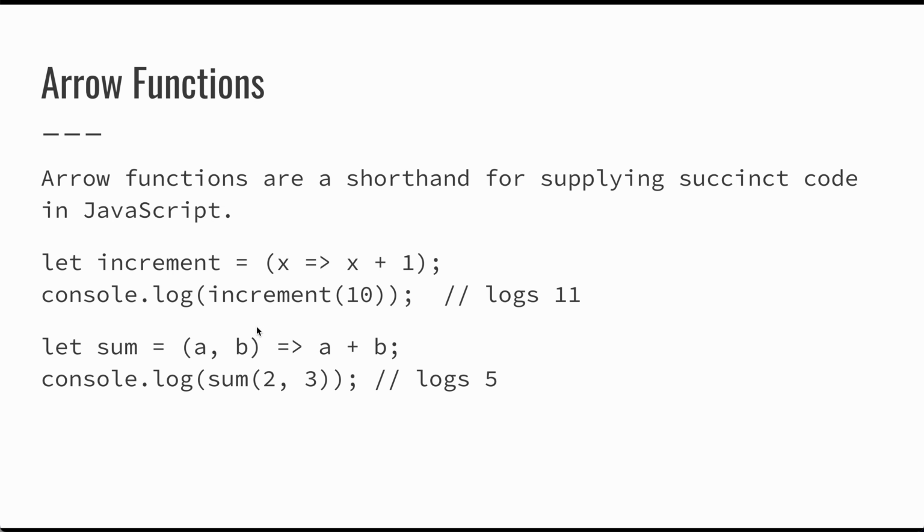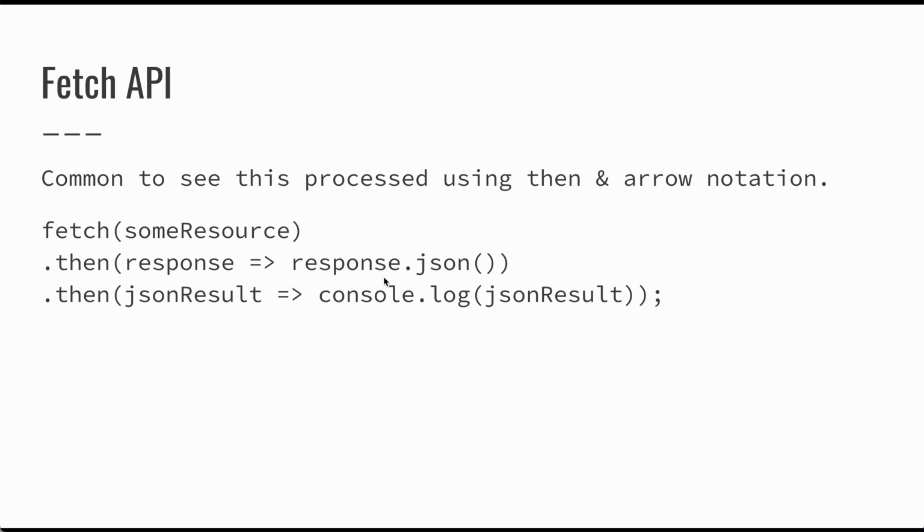Now, this works really well if we just need to do one thing, if we need to perform one operation on our inputs. Similarly, we have this next line, let sum equal a comma b, arrow a plus b. So this allows us to very quickly and easily create a function called sum on a single line that just takes two inputs and returns their sum. So arrow functions are nice, again, because they allow us to do one thing very succinctly in our code.